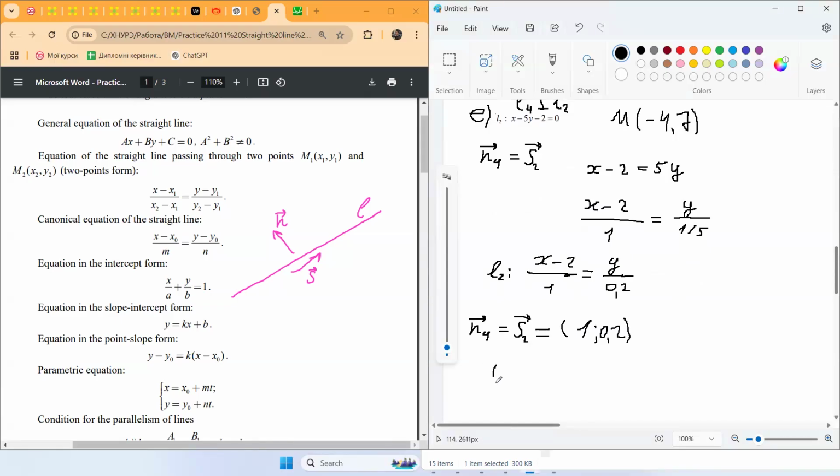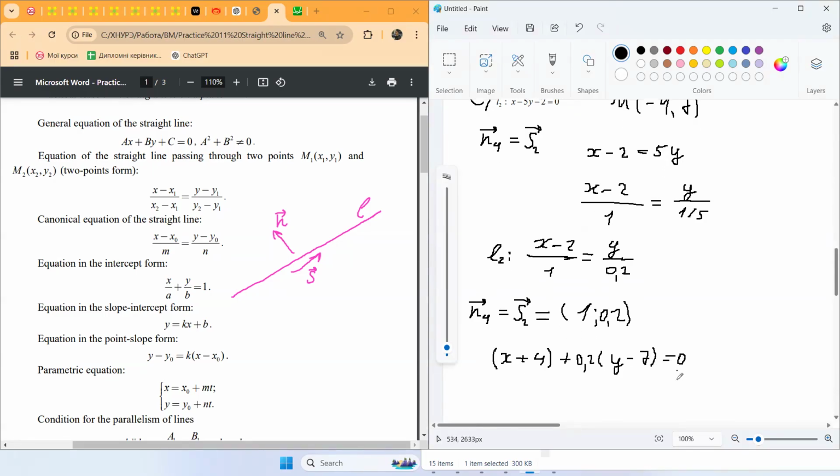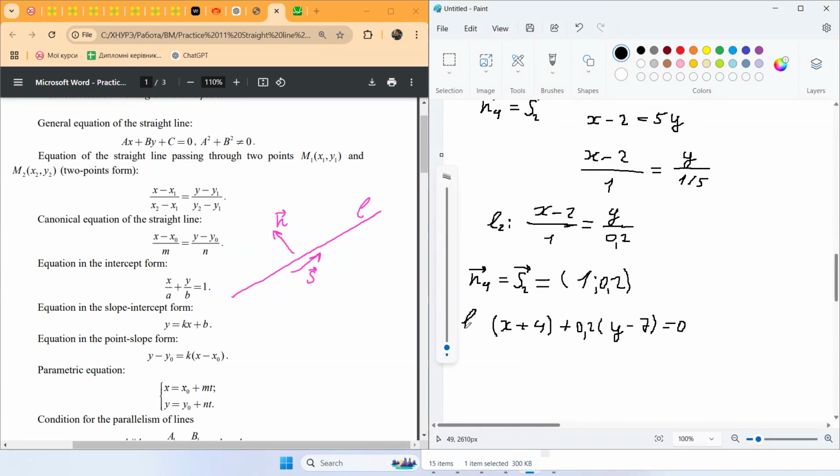So x plus 4 plus 0.2 times y minus 7 equals 0. So this is the equation of line L4.